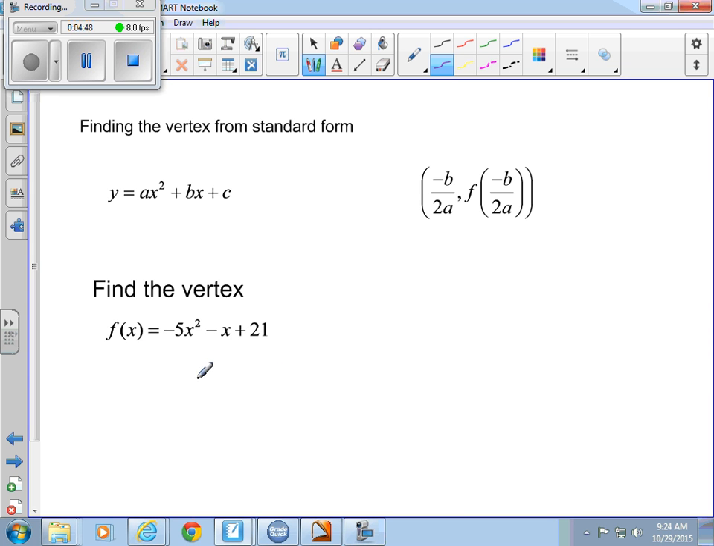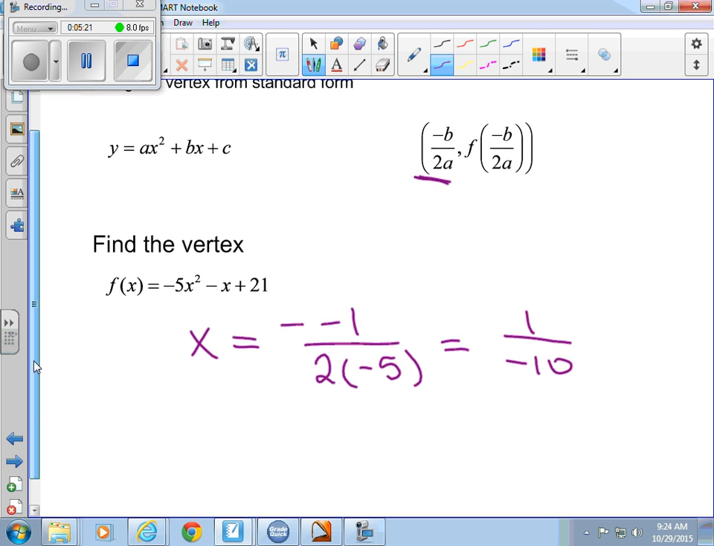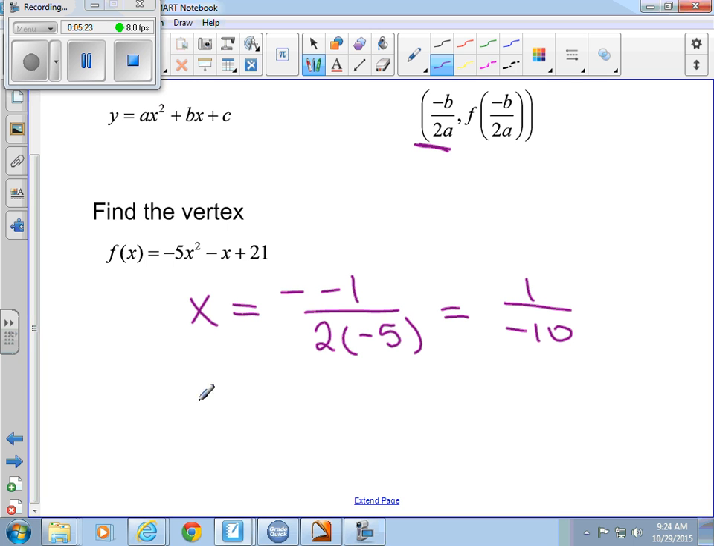Okay, so to find the x value of the vertex, I'm going to do negative b over 2a. What is b? Negative 1, right? And so what's negative b? Right, positive 1. Does everyone agree? So it is positive 1 over 2 times a. So negative 1/10 is the x value of the vertex. Any questions so far?